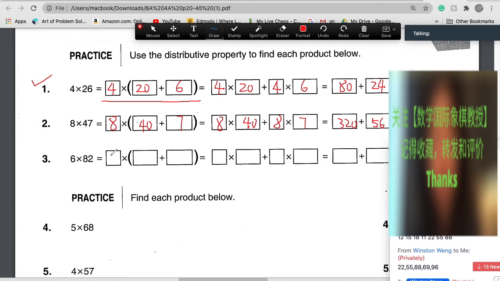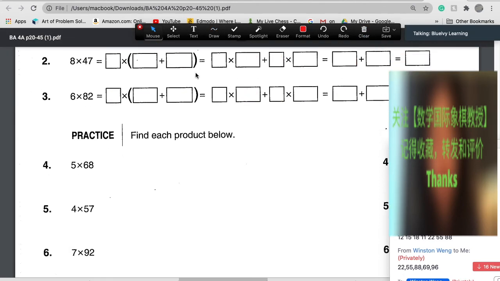376. Now when you do 6 times 82, you write 8 here. Then this one will be 80 plus 2. So 6 times 80, you got, then you distribute this one, 6 times 80 plus 6 times 2. Then this one will be 6 times 80, 480. Then plus 12. Then this one will be 492, right? So this is easy. Now let's do the practice.